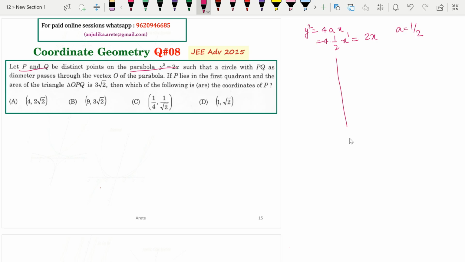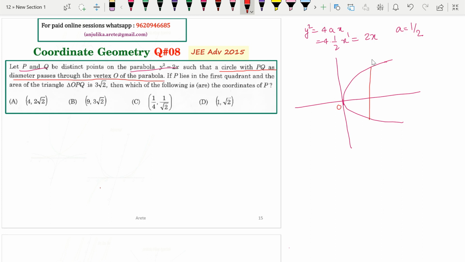Anyways, you know that. I think that's quite obvious. So you draw a parabola. So this is your parabola. Let's see what's next. They're saying that P and Q are points on it such that a circle with PQ as the diameter passes through the vertex O of the parabola. So we have to have points P and Q.